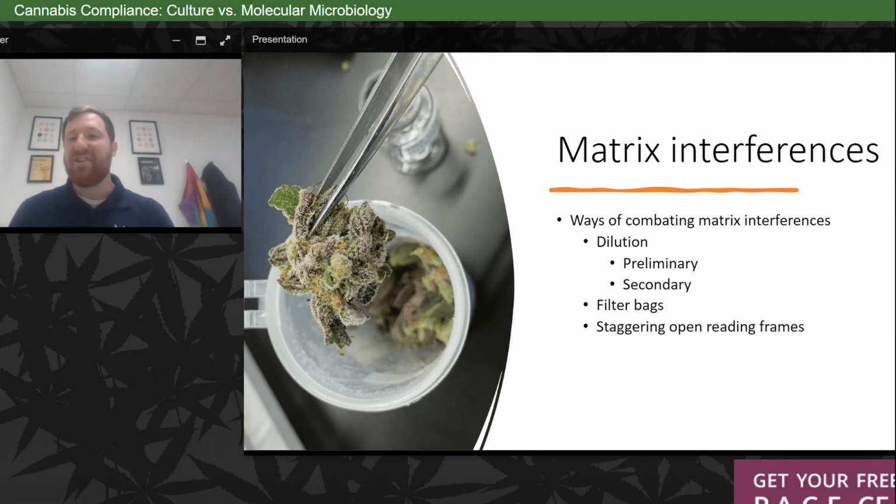We also have matrix interferences that play heavy roles in testing for cannabis. I added a really beautiful picture of cannabis flower here, and what we can see are the trichomes. Matrix interference, not only on the chemistry side but on the micro side, can yield not only false negatives but also false positives. As microbiologists, using what we already know, we must have ways of combating this matrix interference. The first is a primary dilution. When I say primary dilution, more often than not I'm talking about diluting with 9 mL, doing serial dilutions of 1 to 10, and diluting out the matrix.